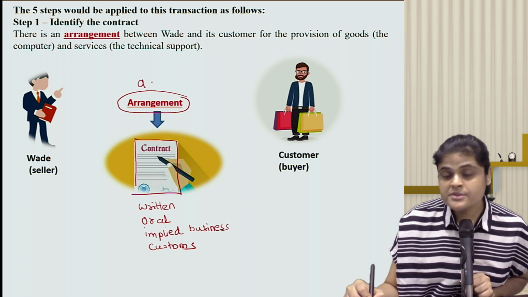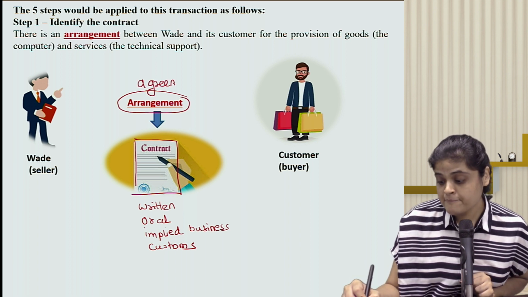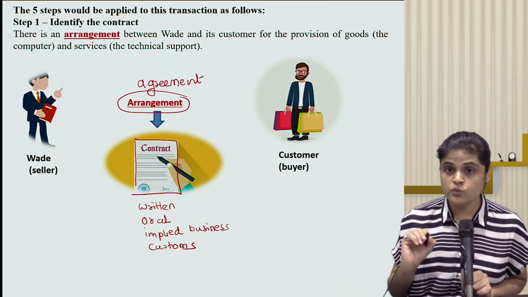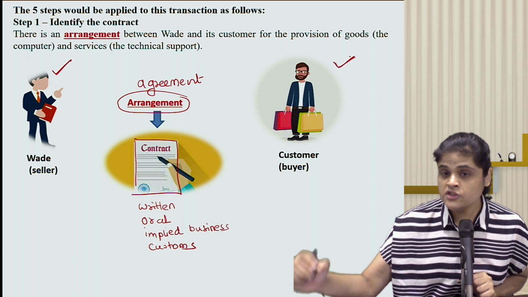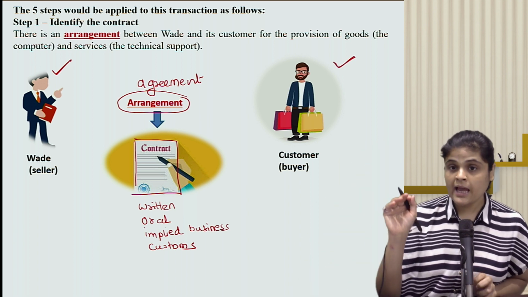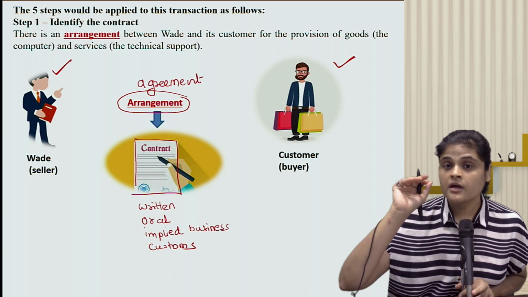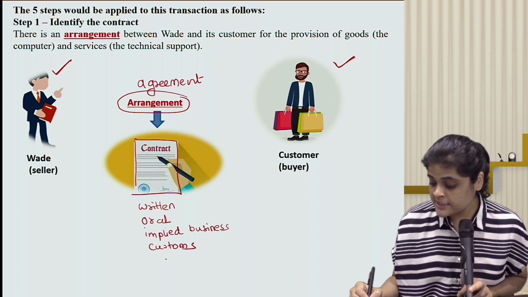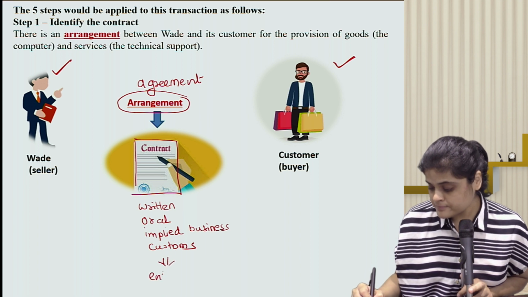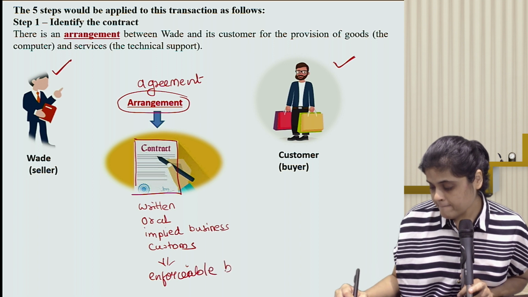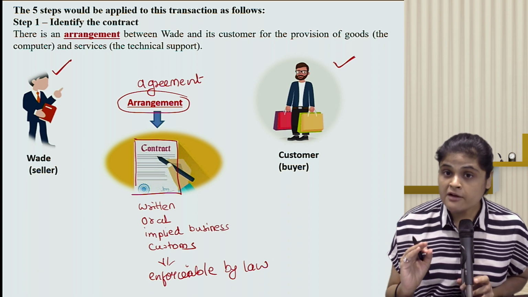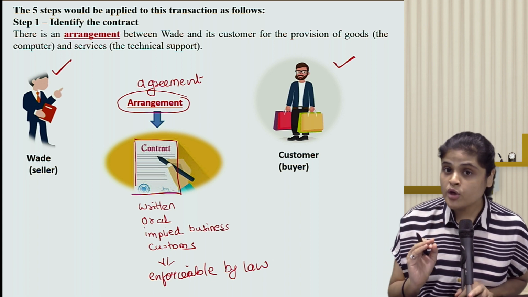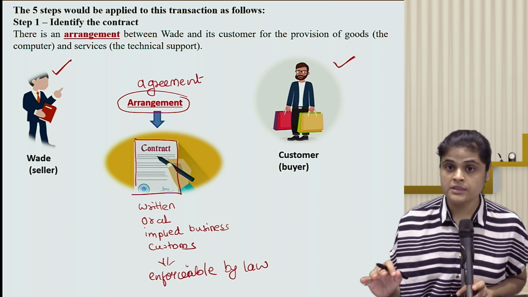Arrangement means agreement between the 2 parties, okay? There must be agreement between the 2 parties, wherein the seller agrees and the buyer agrees on the same terms and conditions, and once the agreement is justified between the 2 parties, it becomes enforceable by law. Meaning, both the parties will have to fulfill whatever promises they have made under this arrangement.